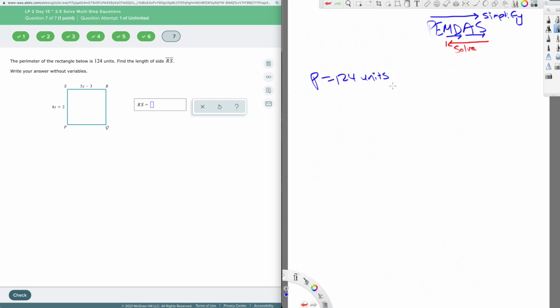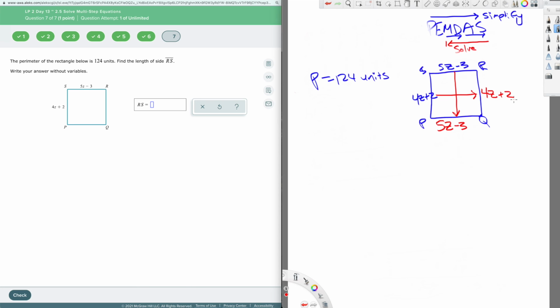So one thing we do need to think of on this one, and it says rectangle. So it looks like a square, but we're going to go with rectangle. We don't know that it's actually a square. So 4z plus 2, S, R, P, and Q. So we want to pay attention to the idea of a rectangle is that the opposite sides are congruent. That's what makes it a rectangle. So if the top is 5z minus 3, so is the bottom. If the left side is 4z plus 2, then so is the right side.